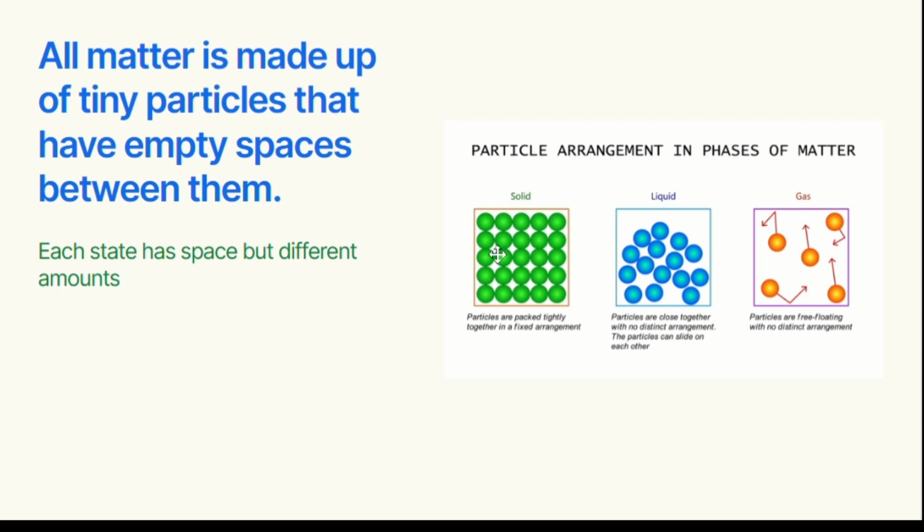But for liquids, they have the same volume, but the shape is different. That's why whenever you put water in a cup, it takes the shape of a cup, or if you put it into a mug, the shape of a mug. It has some space, not too little, but enough space for the particles to move around. And finally, gases don't have the same shape or volume. That's because they're really far apart and they move randomly.